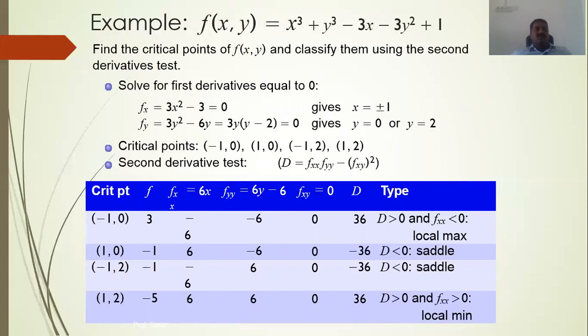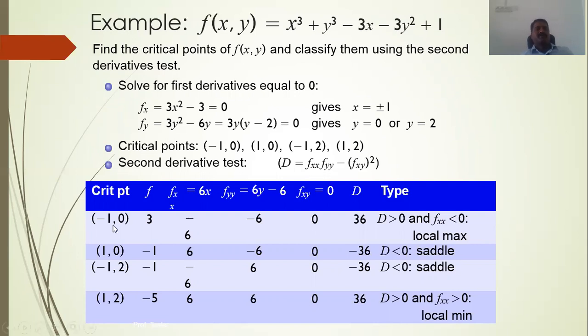fy, that's 3y squared minus 6y equal to 0 implies 3 times y times (y minus 2) equal to 0, which implies y equal to 0 or y equal to 2. So couple that with the earlier case, then we get the critical points as (minus 1, 0), (1, 0), (minus 1, 2), and (1, 2). So there are 4 critical points here. Now we need to inquire which of them produces a local maxima or a minima, and we want to test the nature of each critical point.